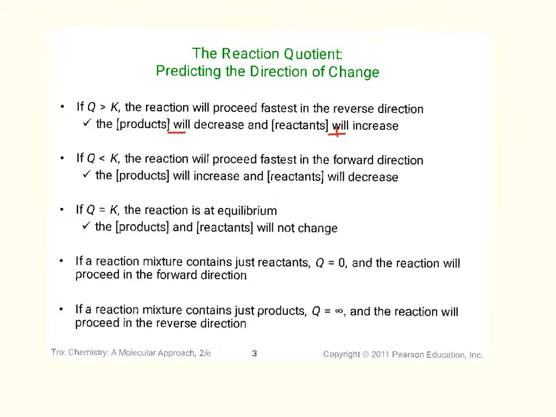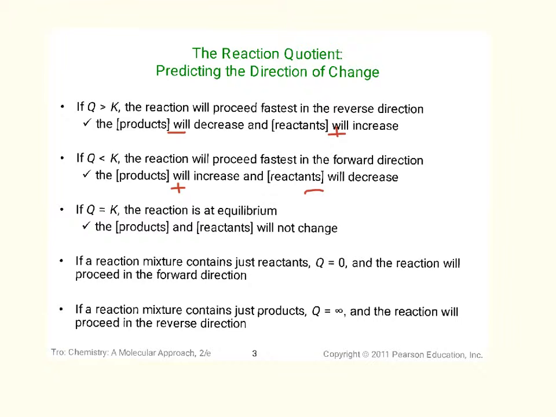And the opposite, if the quotient is smaller than K, the reaction will proceed faster in the forward direction. It means that the products will increase in amount and this change has to be designated with a positive sign, and the concentration of reactants will decrease, so the change in concentration of reactants has to be negative.